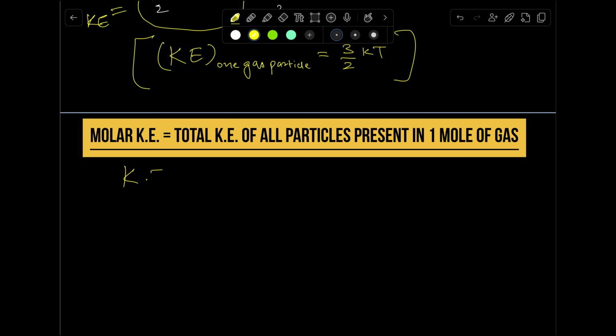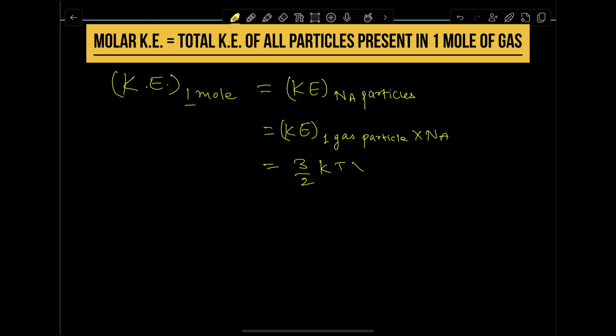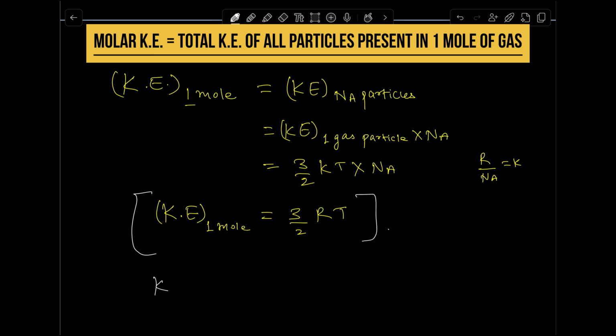It is the total kinetic energy of all particles present in 1 mole of gas. So we'll write kinetic energy of 1 mole will be equal to kinetic energy of Na particles. Since 1 mole is basically Na particles, we can write it as kinetic energy of one gas particle multiplied by Na, right? So we got 3 by 2 times KT multiplied by Na. We know that K is basically R divided by Na, so R will come out to be K multiplied by Na. So we can write kinetic energy of 1 mole is equal to 3 by 2 times RT. We can similarly write that kinetic energy of n moles of particles will be 3 by 2 times nRT. This is very important.